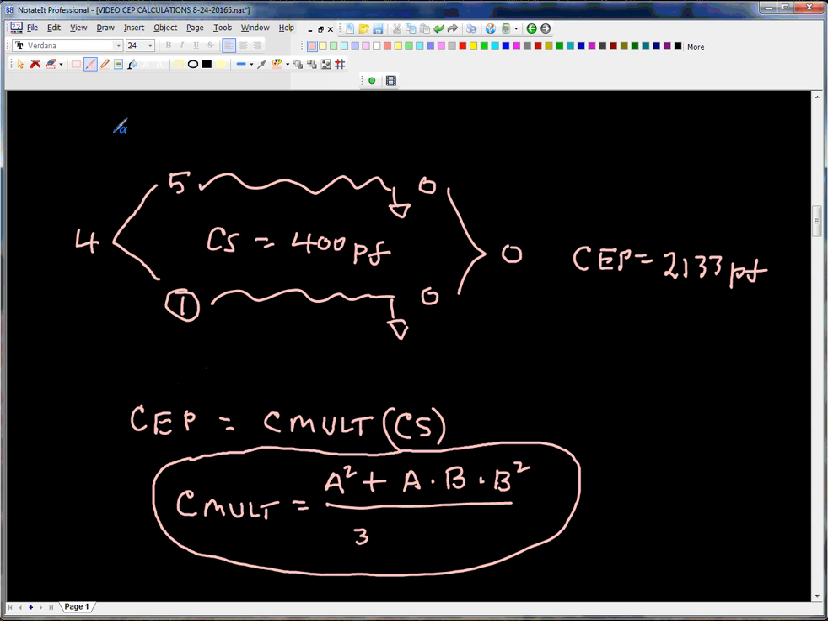Now let's change the diagram a little bit. Instead of doing it this way, let's do another calculation. I will leave 1 where it is. We're going to change the upper one. Let's do that here.